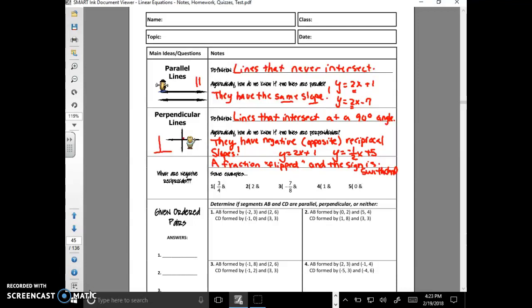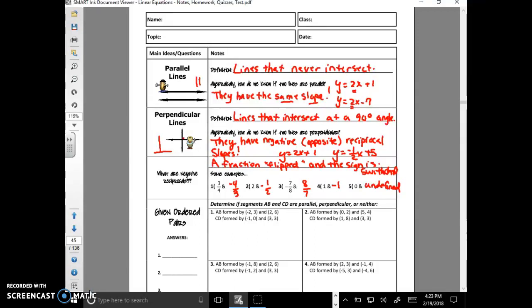Okay, so now it's asking, what are the negative reciprocals? The negative reciprocal of 3/4 would be negative 4/3. The negative reciprocal of 2 would be negative 1/2. The negative reciprocal of negative 7/8 would be positive 8/7. The negative reciprocal of 1 would be negative 1, and for 0 it would be undefined.